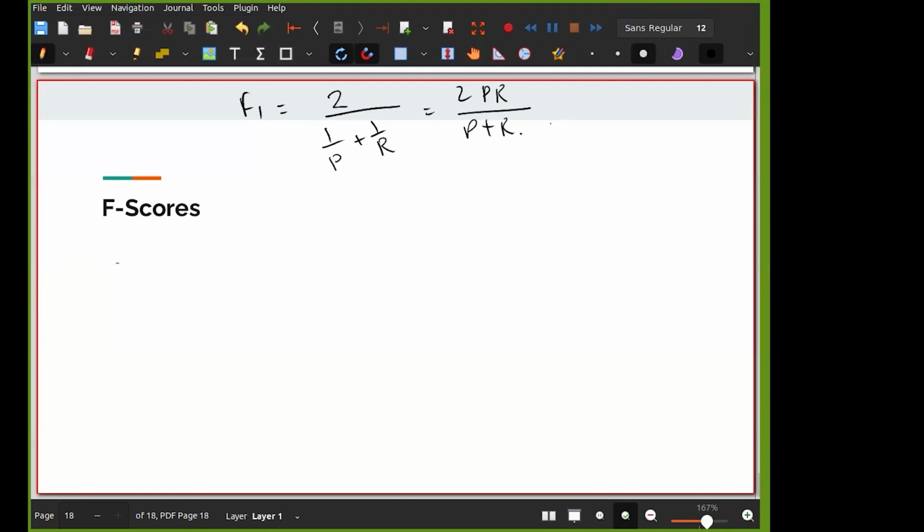Now the question might be, why harmonic mean? Why not a normal mean or average? Just think about it. Average is P plus R by 2. Now, I just showed you how you can easily achieve a recall of 100, and precision you can maybe get like, let's say, 5% or something.